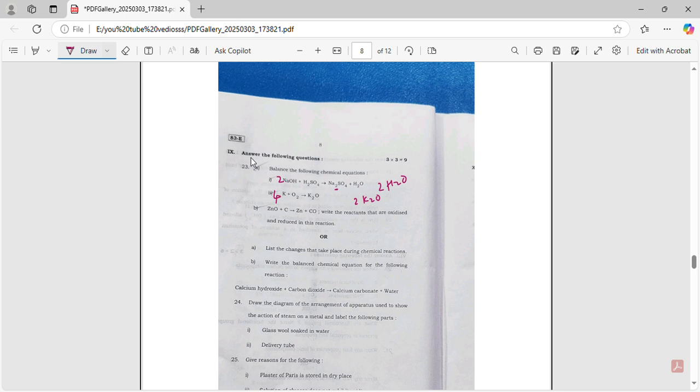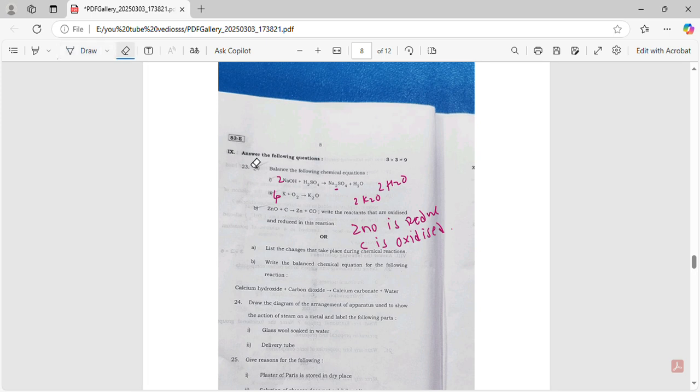Zinc oxide plus carbon. Write the reactant that is oxidized. Zinc oxide is reduced, and carbon, coke, is oxidized. This also we have done in our revision. Many questions appeared from our revision. Just refer to our channel, please. You will get all the information.